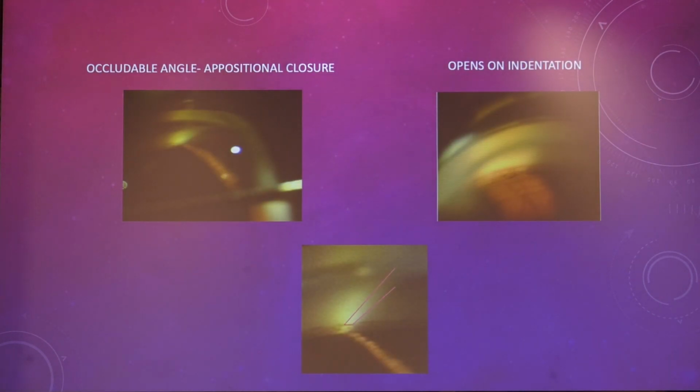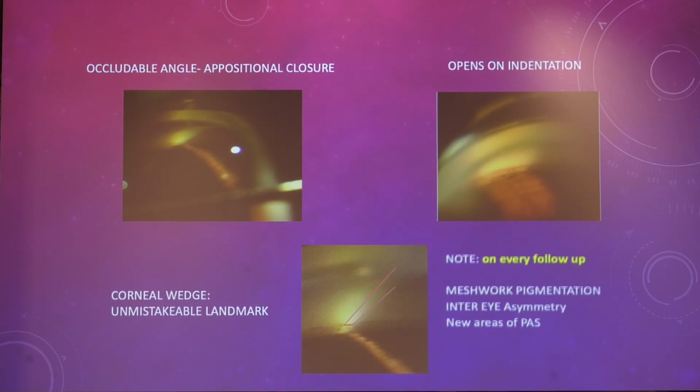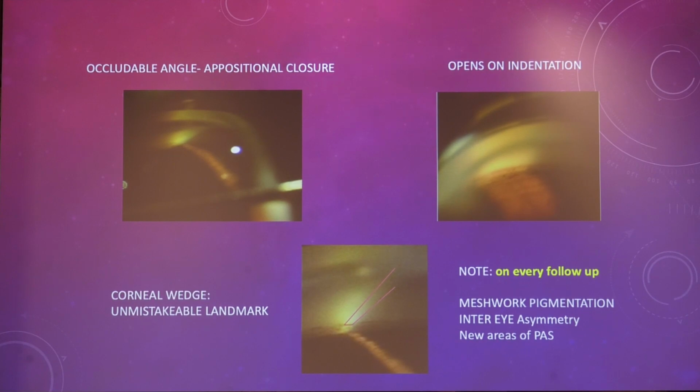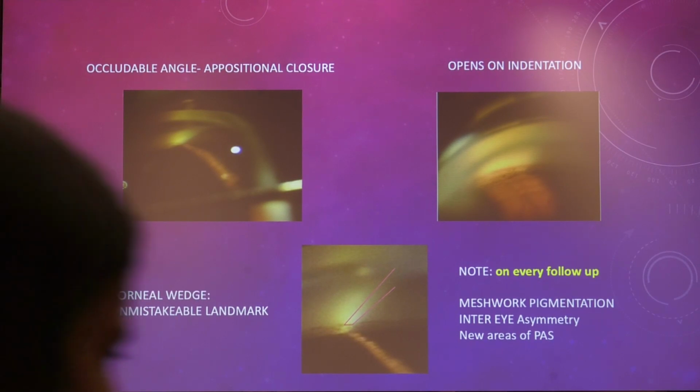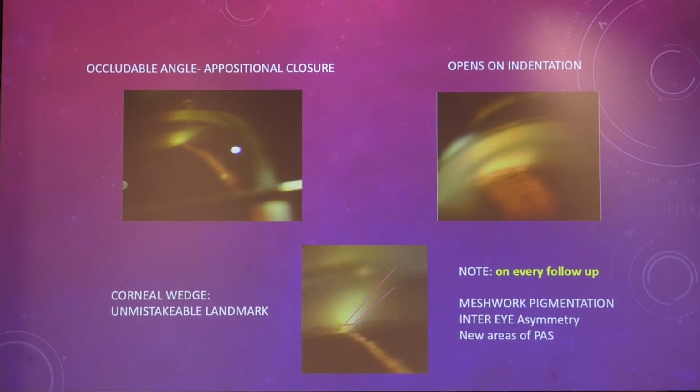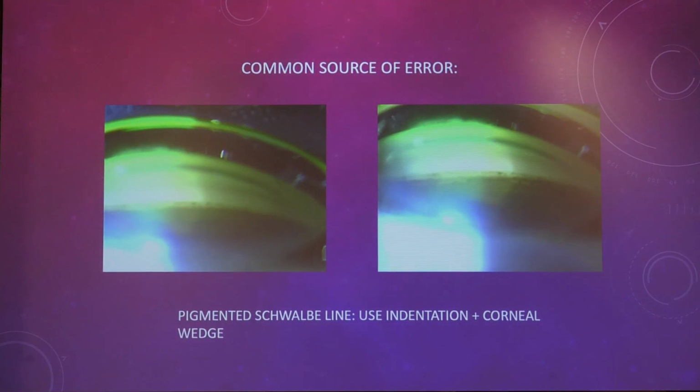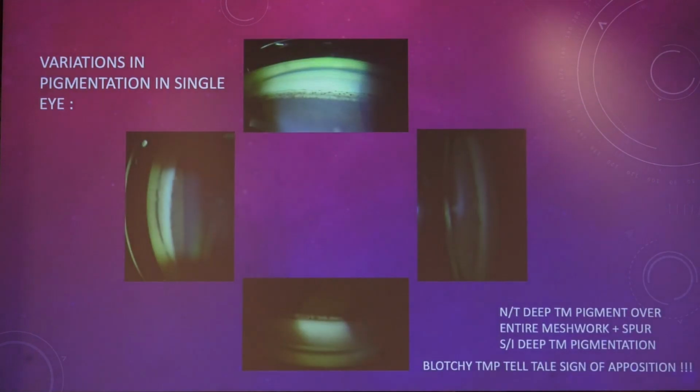Gonioscopy is the cornerstone. We all know how important gonioscopy is. Knowing the importance of the corneal wedge, indentation gonioscopy is very, very important. What we should always do is, on every follow-up, document meshwork progression, inter-eye asymmetry and new areas of pass. That is what we call gonio progression, which people don't talk about as commonly as progression in the fields and perimetry and OCT. Pigmented Schwalbe's line is one of the common sources of error. So use indentation and corneal wedge to identify it so that this mistake is avoided.